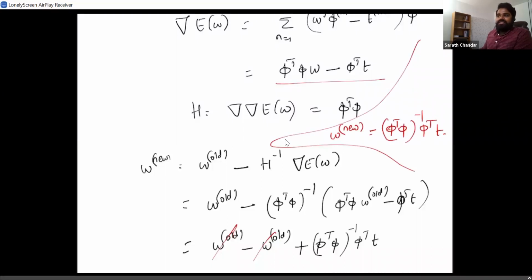And this is exactly the solution that we obtained earlier. Not gradient descent, the closed form solution, right? So the closed form solution can also be re-derived by using the Newton-Raphson method. Okay. Any questions?